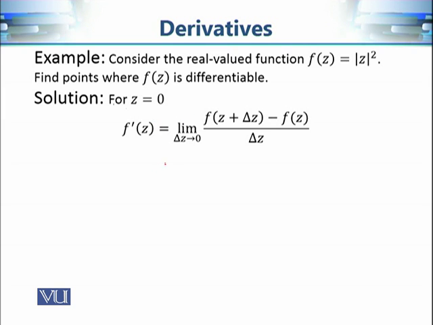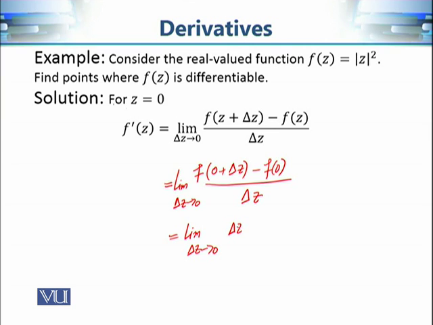So for that we have to start a separate calculation, and we take z equal to 0. Then we can easily see that this is the limit as delta z approaches 0 of (f of 0 plus delta z minus f of 0) over delta z. So it becomes the limit of delta z times delta z conjugate, as we have discussed, and f of 0 is 0, divided by delta z. So it becomes the limit as delta z approaches 0 of delta z conjugate, and from here we can easily see that the derivative exists because the limit exists, and it is in fact equal to 0. So the function is differentiable at z equal to 0, and the derivative is equal to 0.